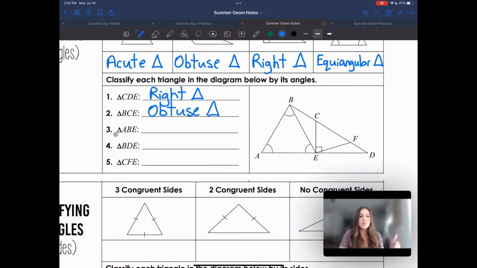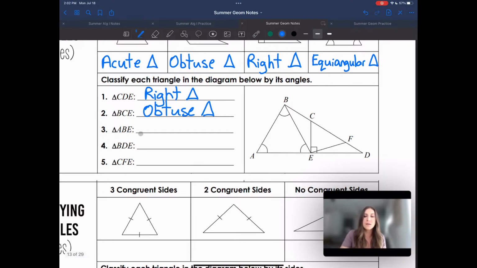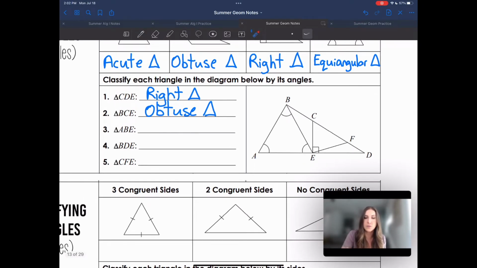All right, check out number 3. We have triangle ABE. Let's carefully locate it, make sure we're looking at the right one. ABE. Here's A, here's B, here's E. This one's kind of obvious here because we have an example above that's just like it. So we can see all the angles are the same. You could technically give it 2 names. You could say it's an acute triangle, but more specifically, because it marks all the angles congruent to each other, we would say equiangular.